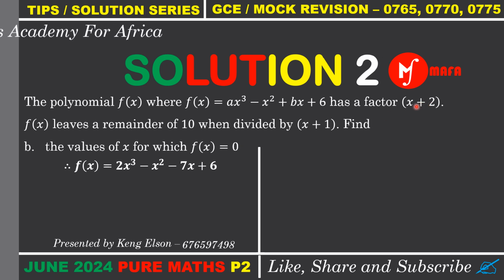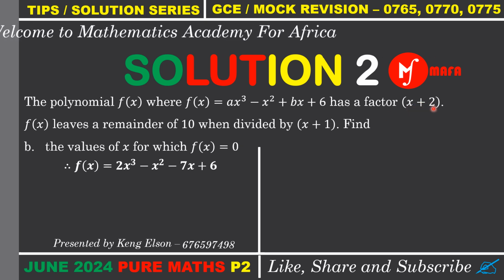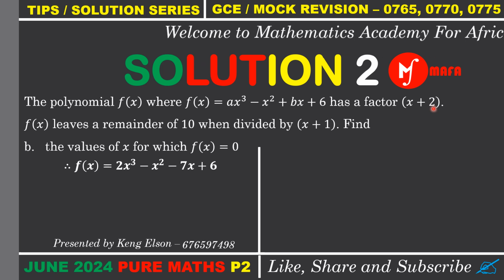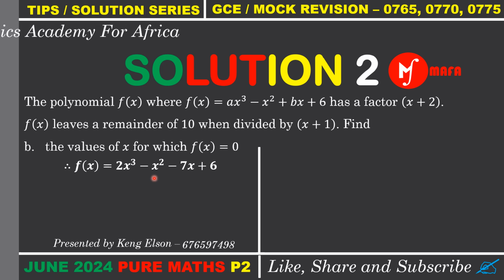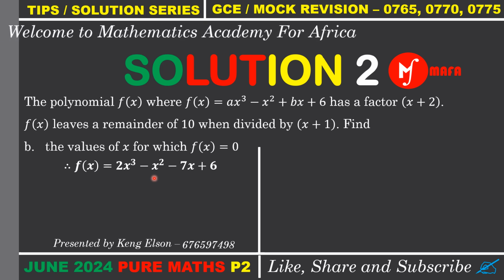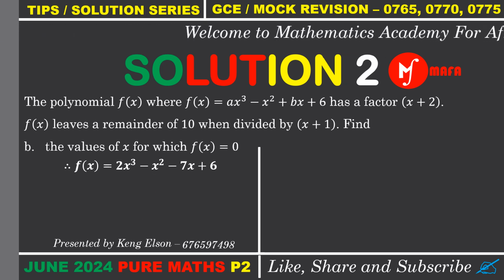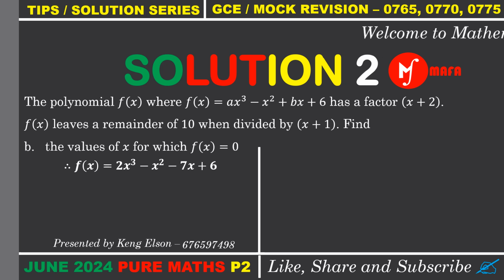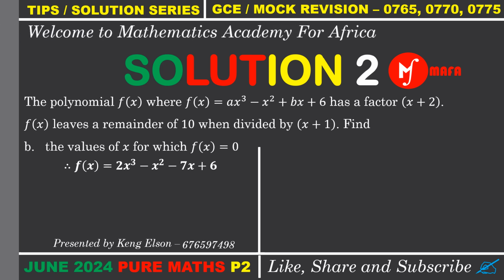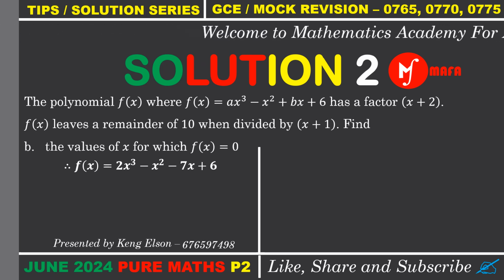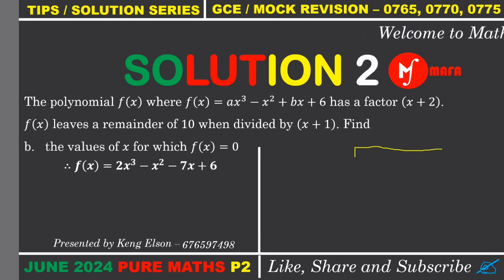We already know that x plus 2 is one of the factors of f of x. So to get the other factor, we either do long division or synthetic division. In this video, I prepared synthetic division, but I'm going to start with long division first. Then when I do synthetic division, you realize that synthetic division is very short, and it is acceptable in the GCE, so you have to learn it. So let's do long division to get the other factors.